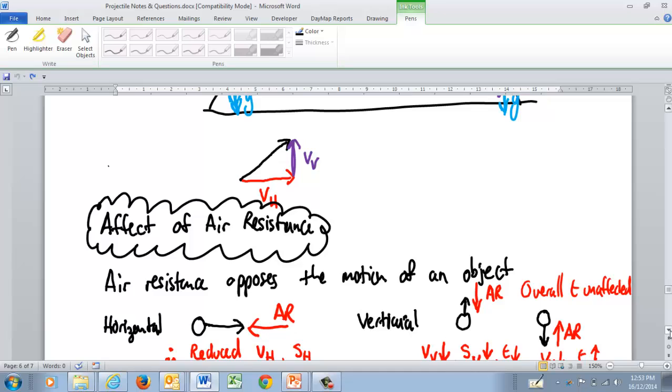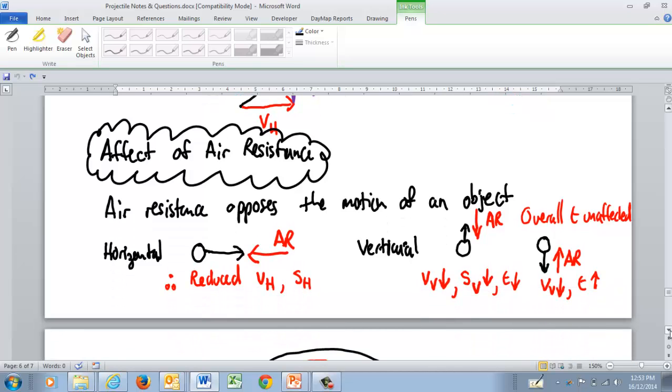Now, the overall effects of air resistance are the following. Air resistance opposes the motion of an object. So if you're thinking about horizontally, it's going to oppose it moving horizontally. What that will do is reduce the horizontal velocity. It will reduce, obviously, the horizontal range. So that will be the effects of air resistance.